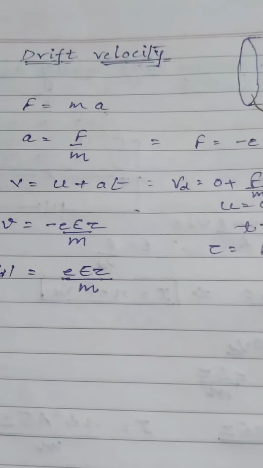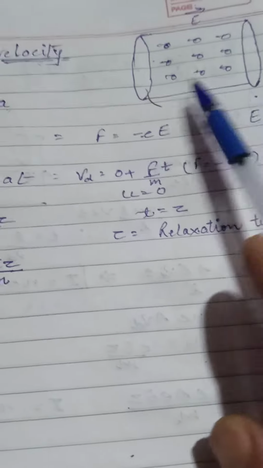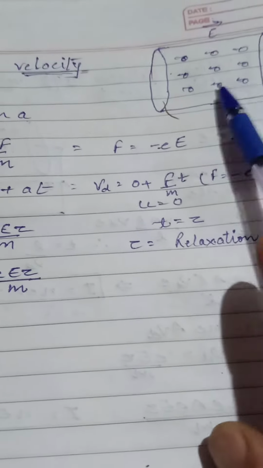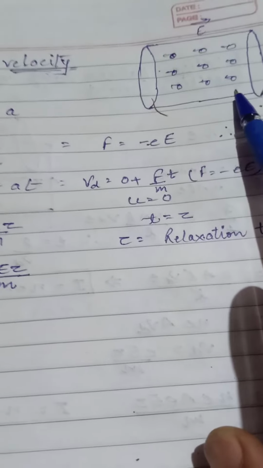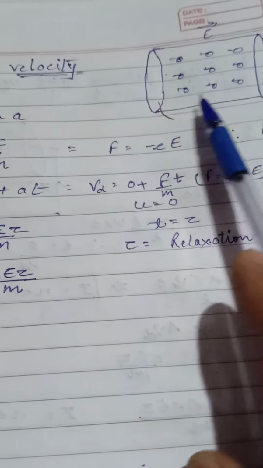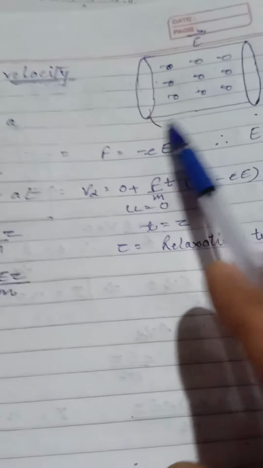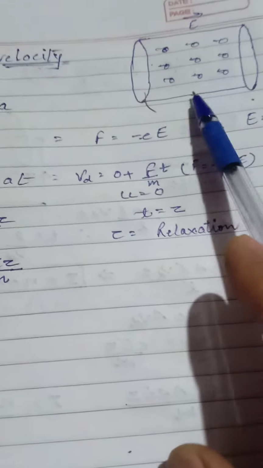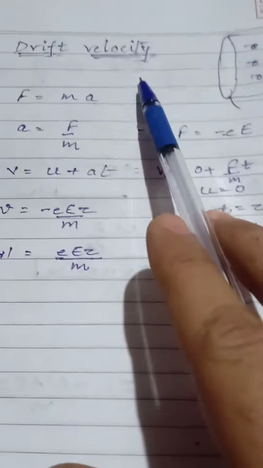The topic which we are doing is known as drift velocity. These number of electrons are moving and striking with each other. After striking, when they are moving in a particular direction, or drifting in a direction opposite to the direction of the applied electric field, that velocity with which they are moving is known as drift velocity.